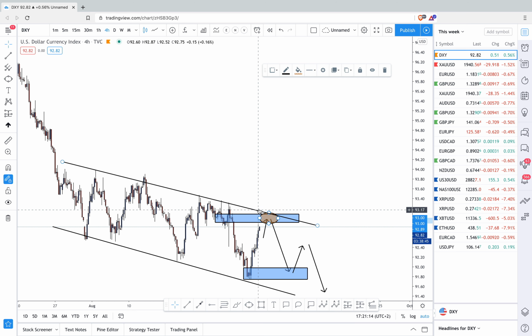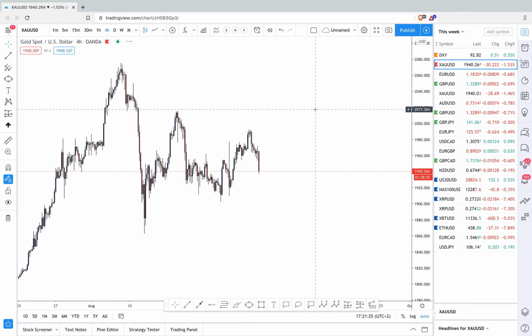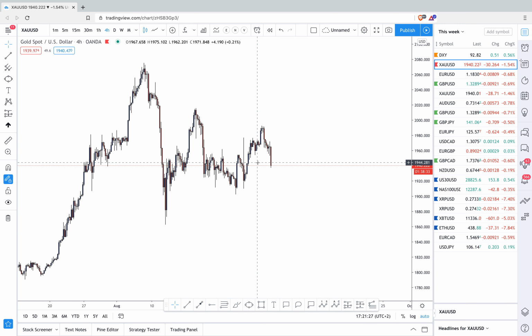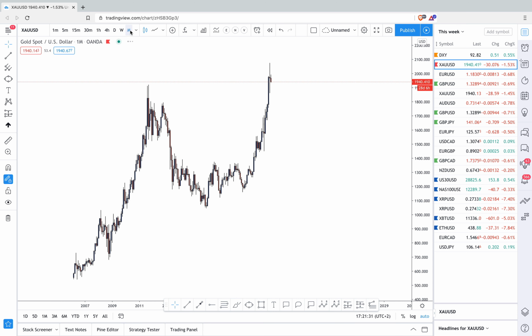At the same spot when the DXY returns to the downside, I'm expecting that gold is going to make a push to the upside, EURUSD a push to the upside, and GBPUSD a push to the upside. But now let's have a look at these pairs as well, to see what kind of structure and what kind of order blocks we got on this market.